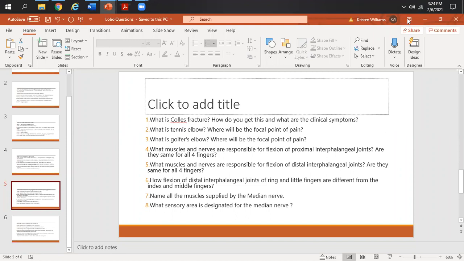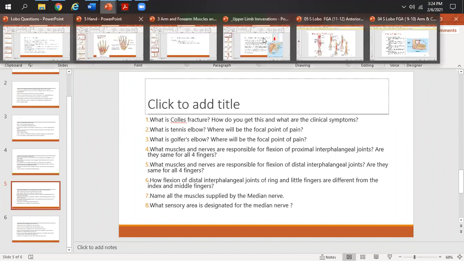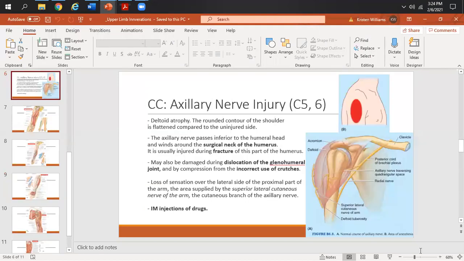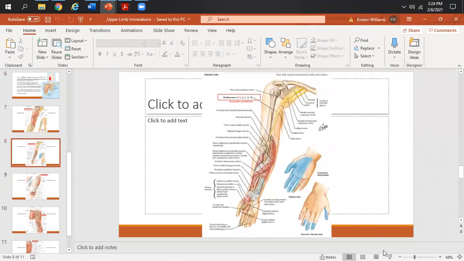Median doesn't innervate anything in the arm. So yeah, the proximal arm, correct. That's musculocutaneous that's doing that. Okay. Sensory area designated for median. So that was also on that slide. Oh no, that's musculocutaneous. There we go.